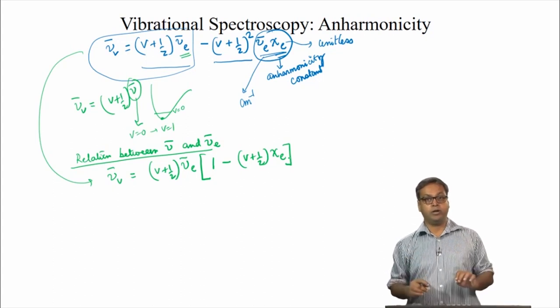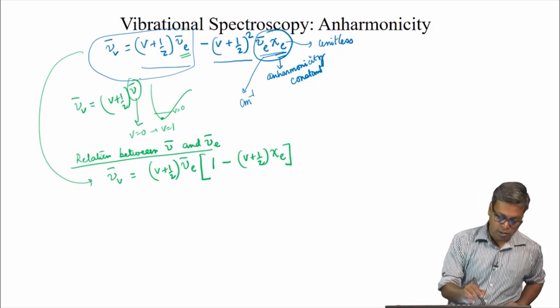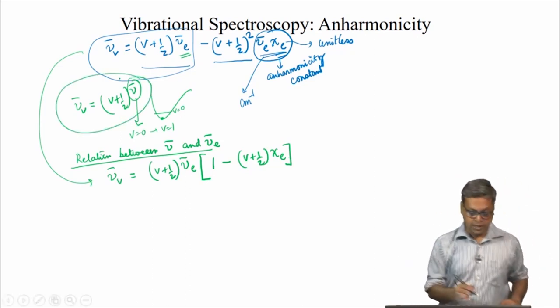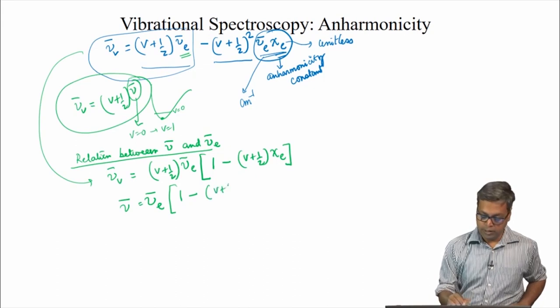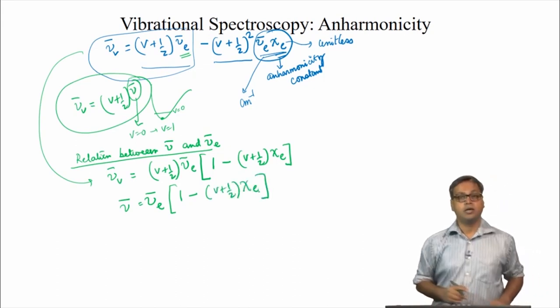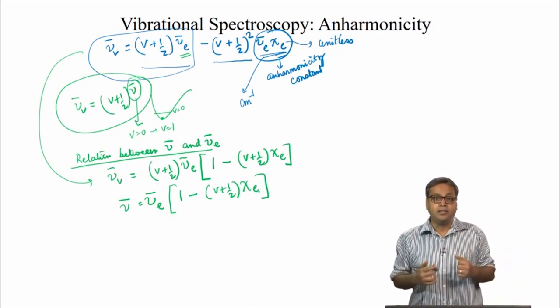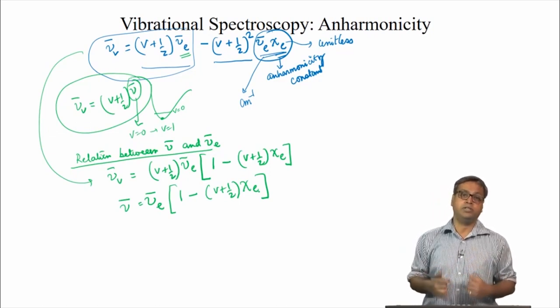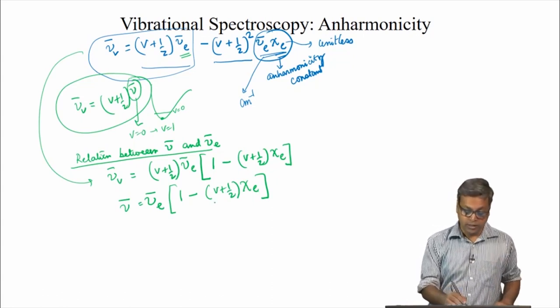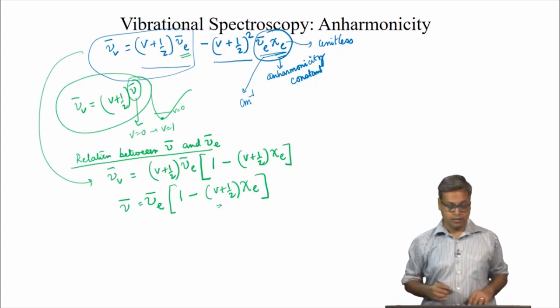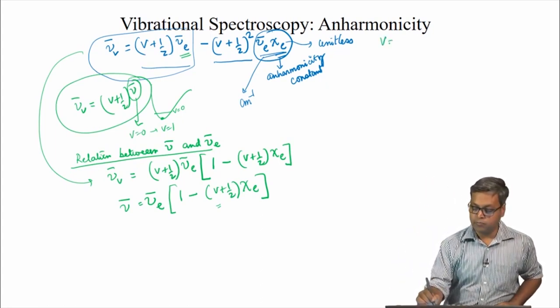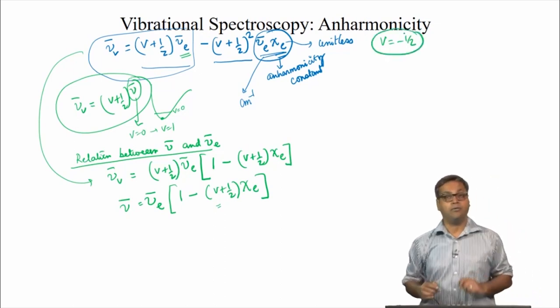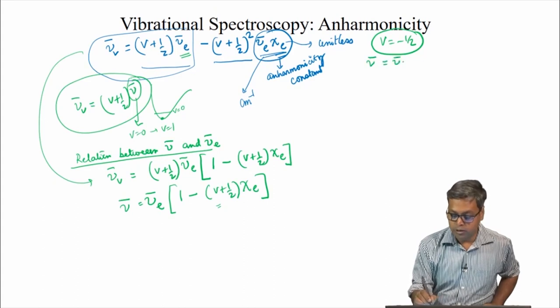So, now if we compare with the energy level of the harmonic oscillator, or let us say we compare with this expression, we can see that nu bar equals nu bar E times 1 minus (V plus half) chi E. Thus, the anharmonic oscillator behaves like the harmonic oscillator, but the oscillation frequency decreases steadily with increase in V. In fact, let us say we have a hypothetical energy state, that is V equals minus half. So, at V equals minus half, the nu bar becomes equal to nu bar E.